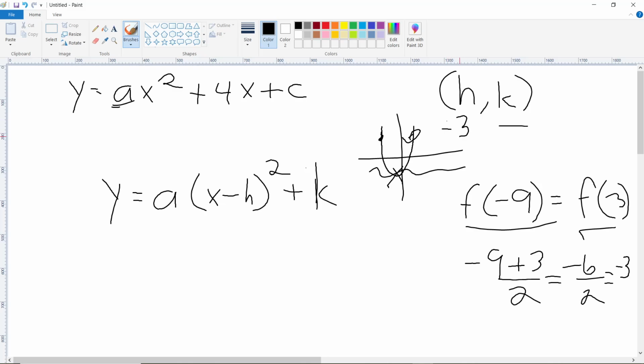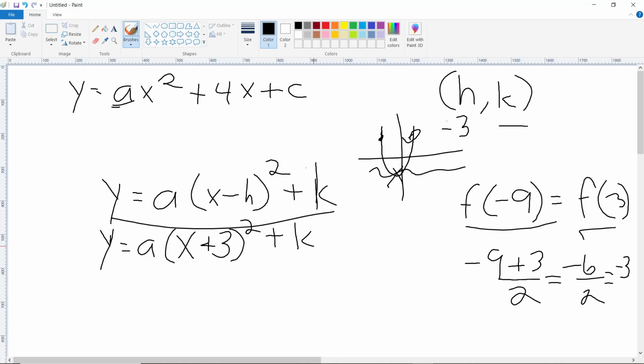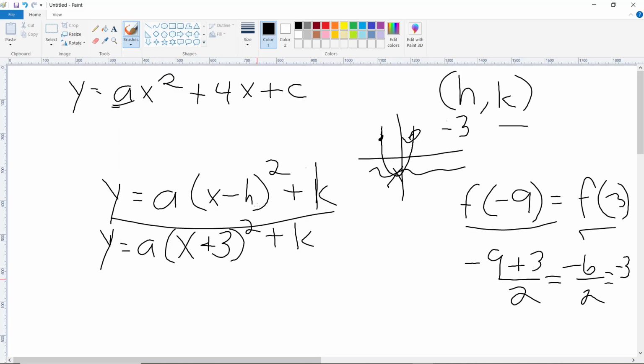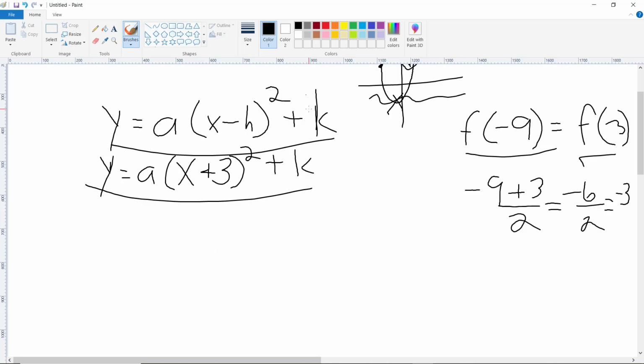I know that h is minus 3, and I can plug that into this. y equals a times, well, x minus minus 3 is x plus 3, squared, plus k. And what is x plus 3 squared? I'm going to try to expand this, distribute that a, so I can get it to look like this. Whatever's in front of x squared will be a, whatever's in front of x will be 4, and the constant will equal c. Maybe that's going to help.